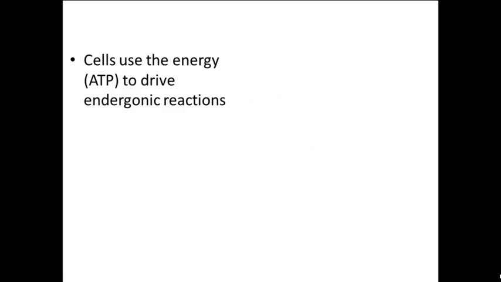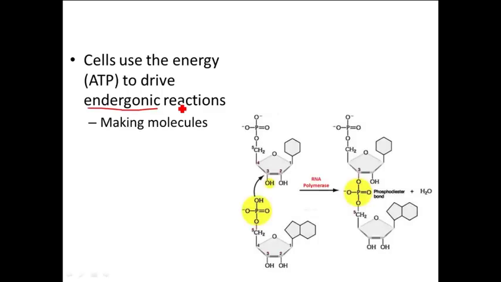And then the cells use the ATP to drive endergonic reactions. That's just a way of saying that they use the ATP as an energy source to make reactions happen that take energy. Remember, endergonic means that a process needs an energy input in order to occur. And we've already talked about some of these. So for example, making molecules is an endergonic process. So ATP is used to make new molecules.